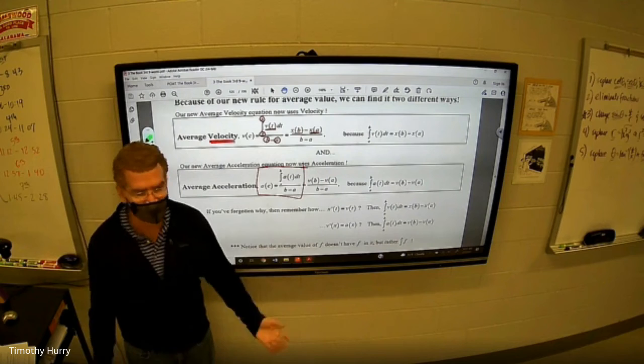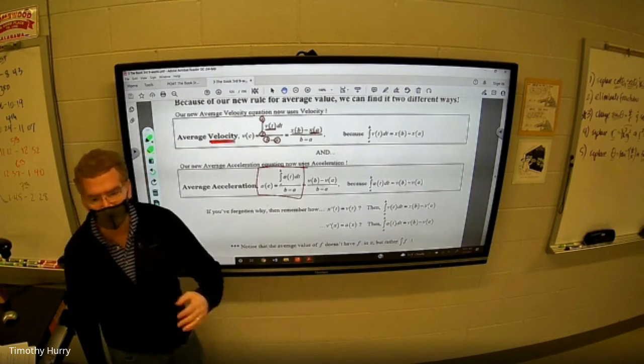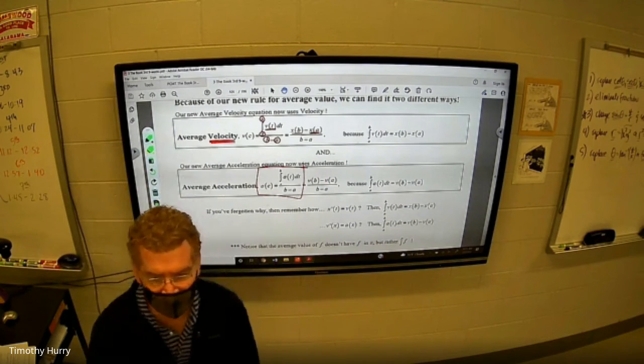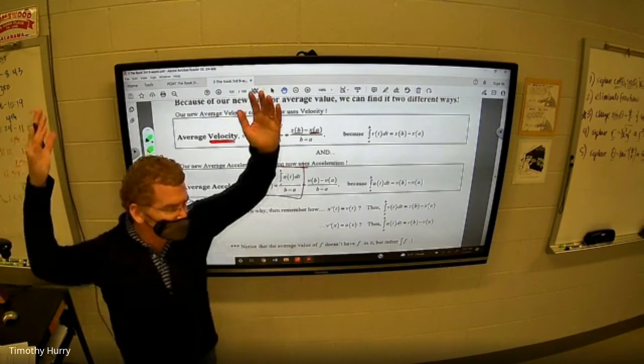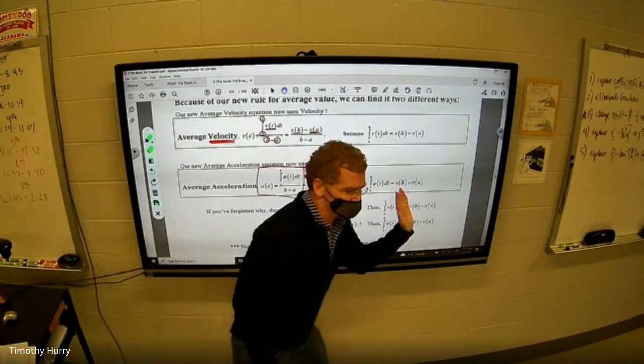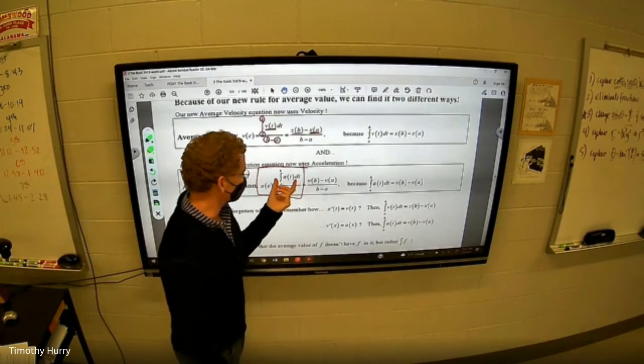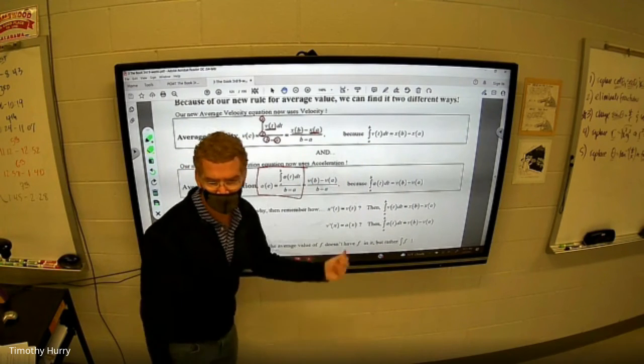Done. You might have a calculator. Done. But what if you don't have the a function? What if you have the v function? Well, good gracious, what's the integral of a? Change in v. So replace the integral of a with the change in v and do that.